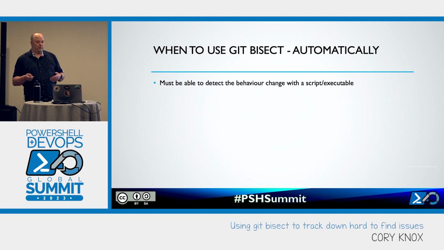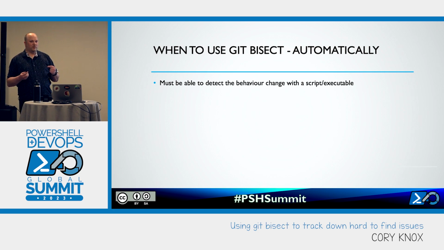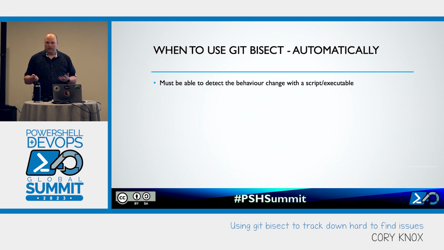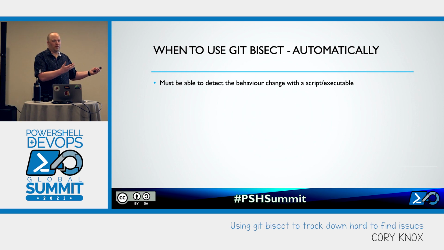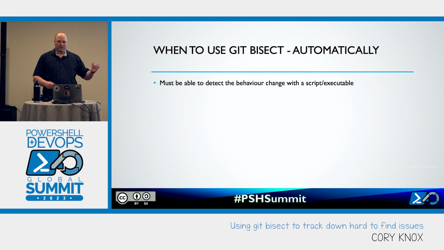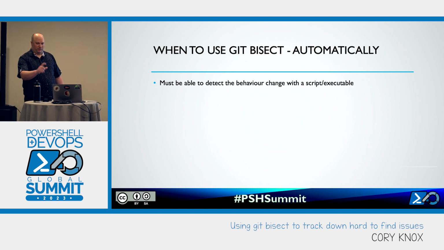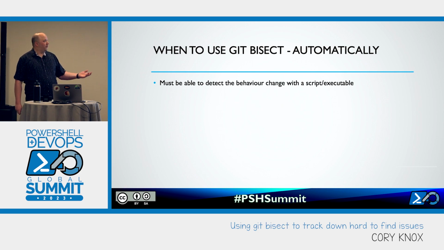But that's quick and easy. The caveats are that we need to know when to use it automatically. In particular, we need to be able to detect the behavior or behavior change with a script or an executable, because otherwise it doesn't work. Now that detection could be as simple as, say you're building a website and your background color somehow changed to purple, and you don't know when it changed to purple. You can have it do everything to spin up whatever environment you need and launch your browser and then just say, okay, is it purple? And you can tell your script yes or no, and it can do everything for you that way.